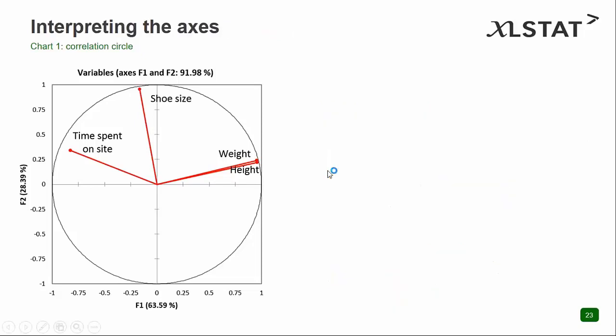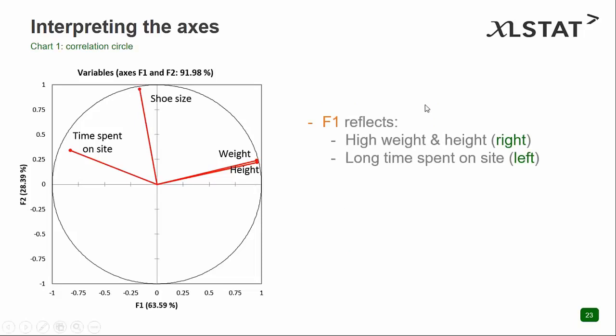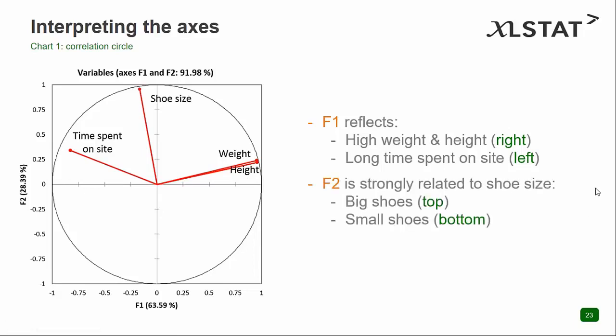Then we're going to add the interpretation of the axes, F1 and F2. Things are also interpreted here in terms of angles. It's quite straightforward. If we take F1, we see that it's strongly linked to weight and height on the right and to time spent on site on the left. So we have high weight and height on the right, on F1, and long time spent on site on the left. Then F2 is strongly related to shoe size. Look, there's a narrow angle between shoe size and axis number 2. We have big shoes on the top and small shoes at the bottom.